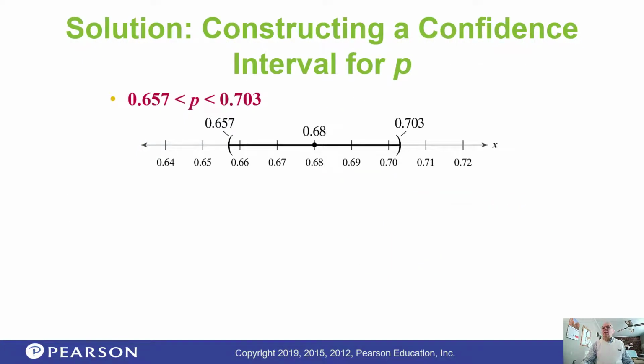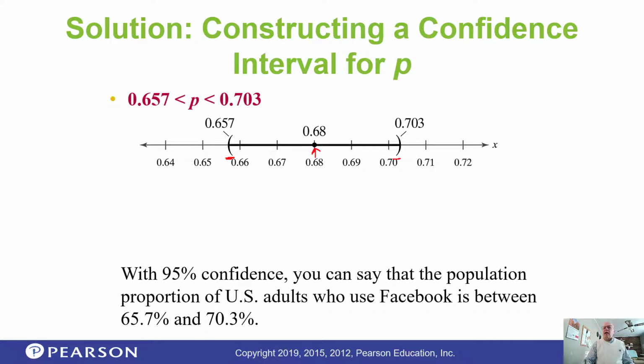There's your interval. The point estimate is right in the middle. You've got a left-hand side and a right-hand side for that interval. Now, here's something you ought to write down: proper wording for an answer like this. With 95% confidence, you can say that the population proportion of U.S. adults who use Facebook is between 65.7 and 70.3.